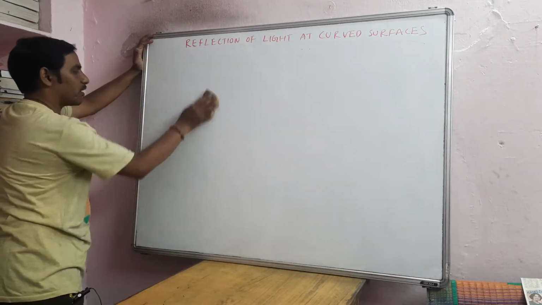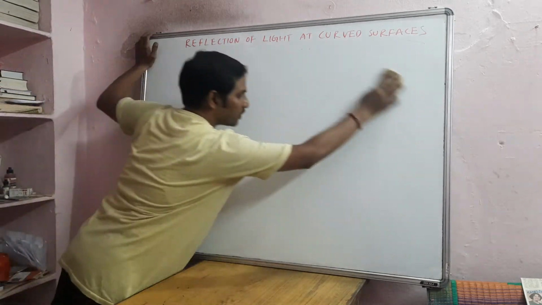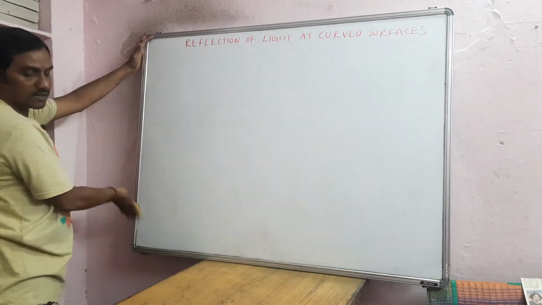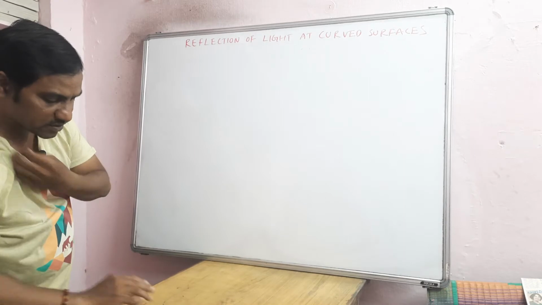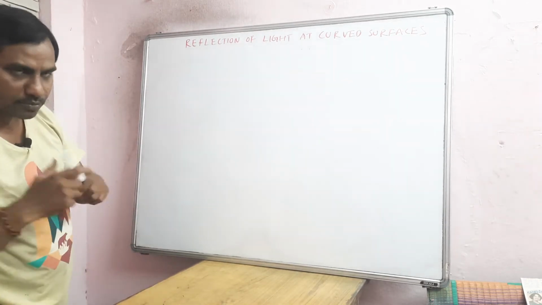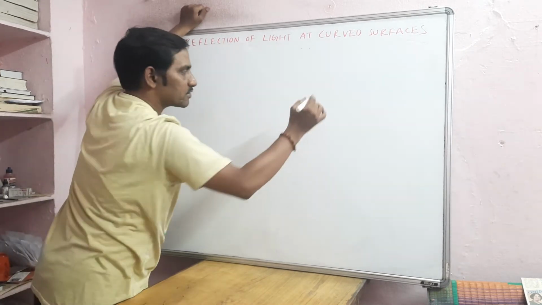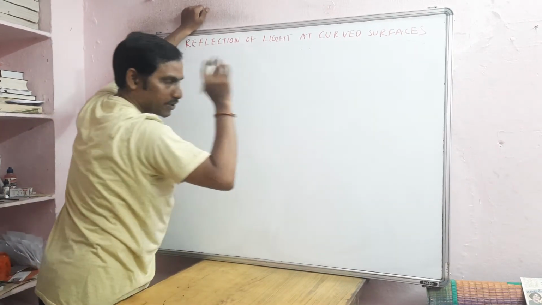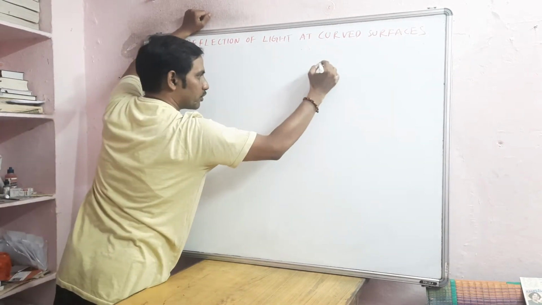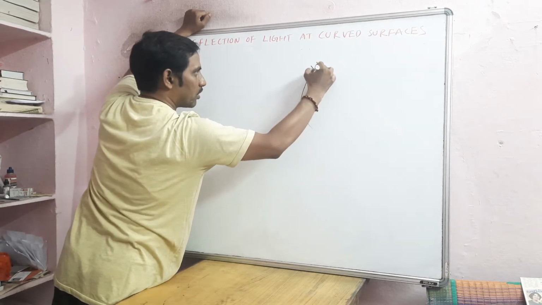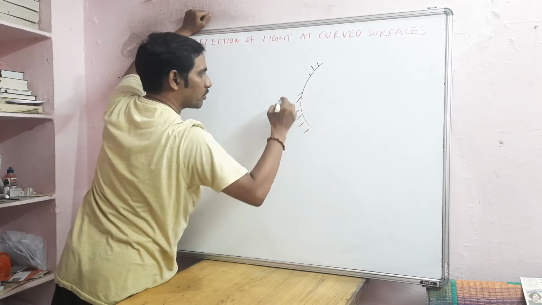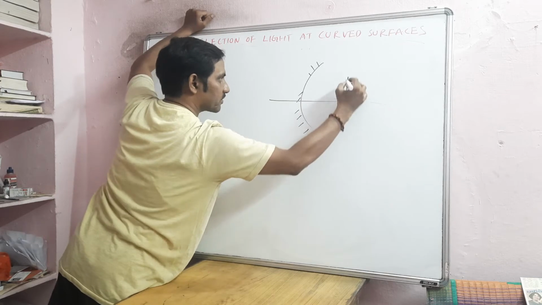And what is the third point? Distances measured above the axis, means above the principal axis, are taken positive, and distances measured below the principal axis are taken negative. Means I will explain in detail. For example, see, generally in your state syllabus you will take the object. For example, you take a concave mirror. Okay, what you do is you take the object on the right side. Okay, for example, you are taking the object like this.